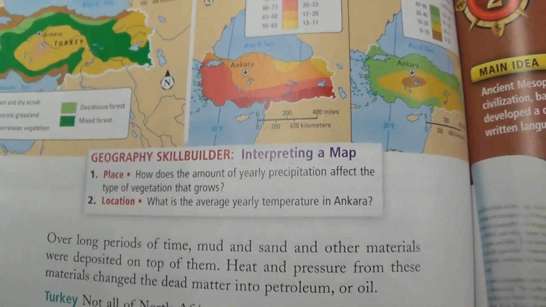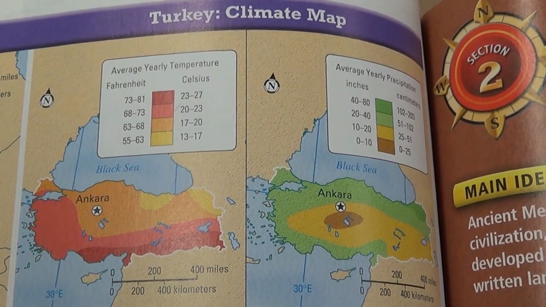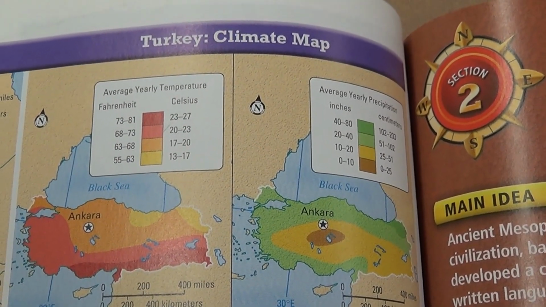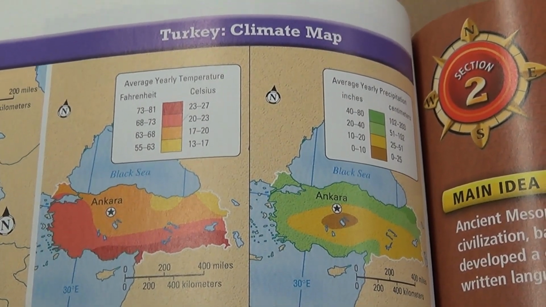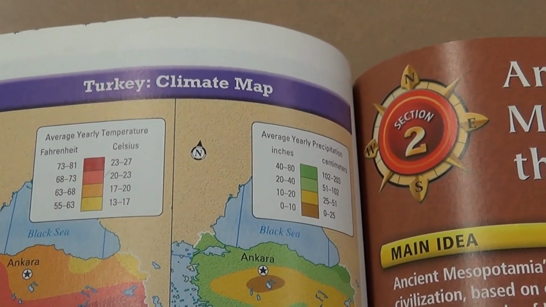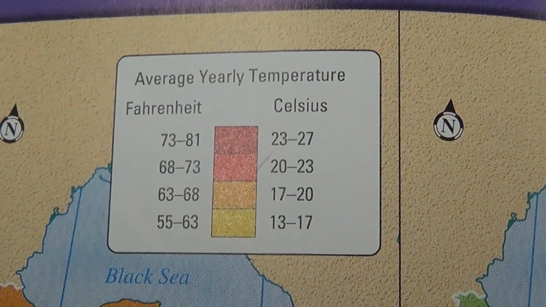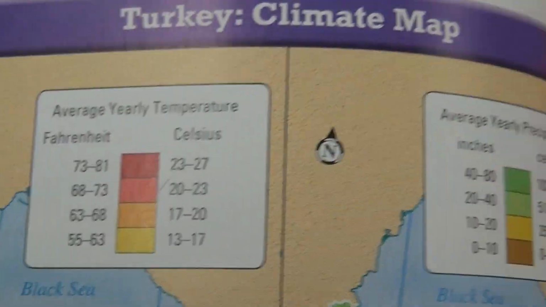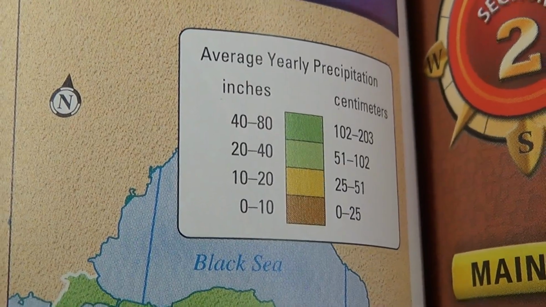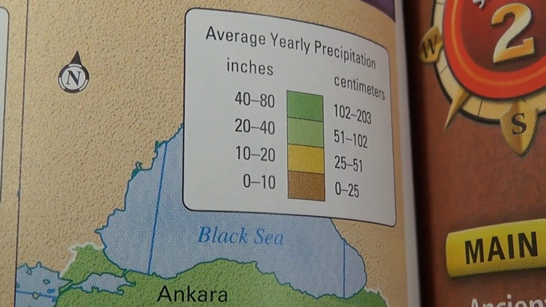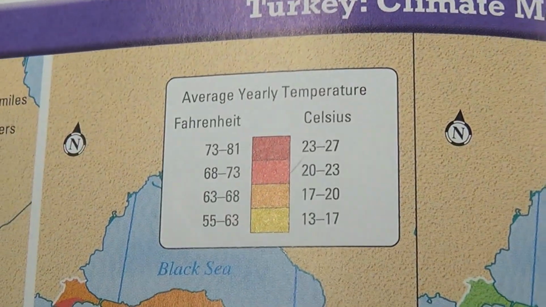So we want temperature, and that means we're going to want climate. And this says Turkey climate map. So this city is going to be in Turkey. And we have one map that is showing temperature according to the legend. That should be the second thing you look at. So we're going to ignore the thing about precipitation. Precipitation is any type of like water, sleet, snow, hail, anything that's like water that falls from the sky. So let's look at the temperature one.